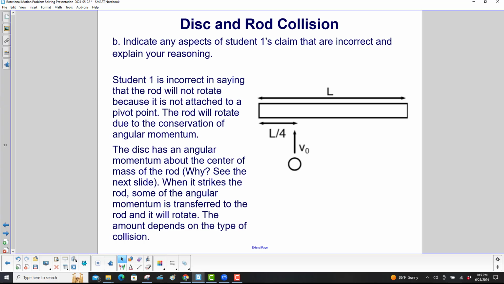Student 1 is incorrect in saying that the rod will not rotate because it is not attached to a pivot point. The rod will rotate due to the conservation of angular momentum. The disk has an angular momentum about the center of mass of the rod. Why? See the next slide. When it strikes the rod, some of the angular momentum is transferred to the rod and it will rotate. The amount depends on the type of collision.